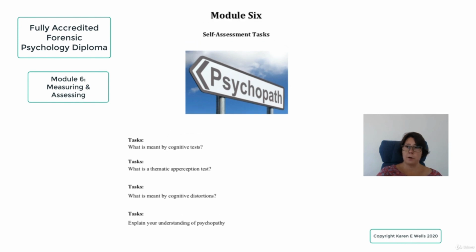You've got 4 self-assessment tasks, the first being what is meant by cognitive tests. The second is what is a thematic apperception test. The third is what's meant by cognitive distortions. The fourth is explain your understanding of psychopathy.